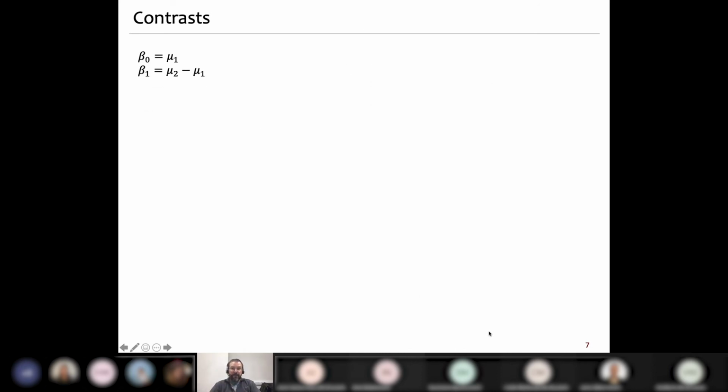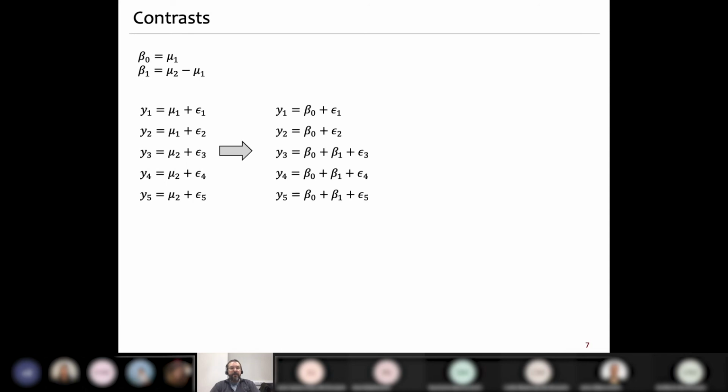Now I'm going to spoil the simplicity of the linear model and make things a little bit more complicated. We are going to use contrasts. A contrast is a difference between two group means. Beta 1 is a contrast, a difference between mu2 and mu1. Beta naught, on the other hand, is an intercept. We take our original 5 equations and we replace mu1 and mu2 with beta naught and beta 1.